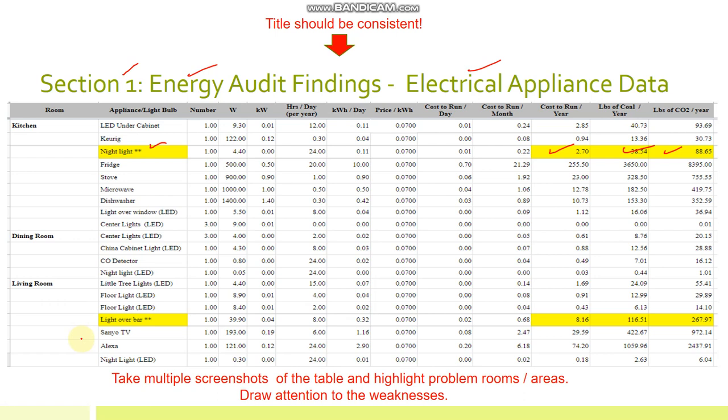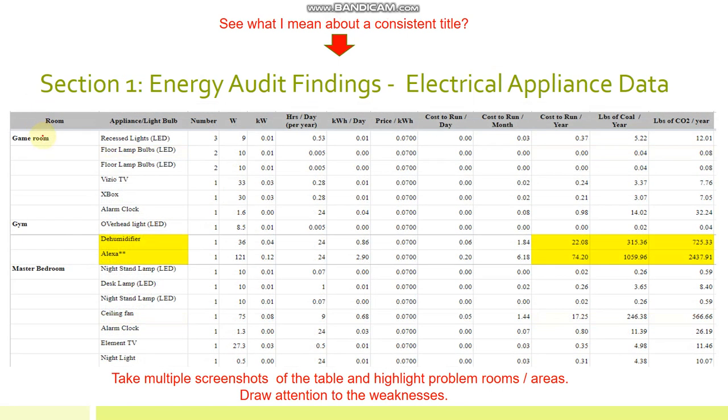So shrink, like control minus sign a little bit to shrink the size of the spreadsheet, so that when you take a screenshot, things fit. Make sure that you do it nice and neat and you crop it nice and neat. And when you take multiple screenshots, they go on different slides and make it readable. So this is still section 1, the energy audits, electrical appliance data. So the section title is the same.